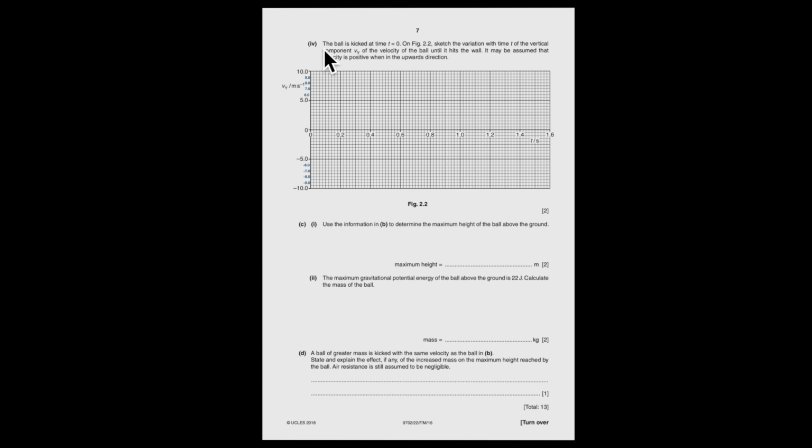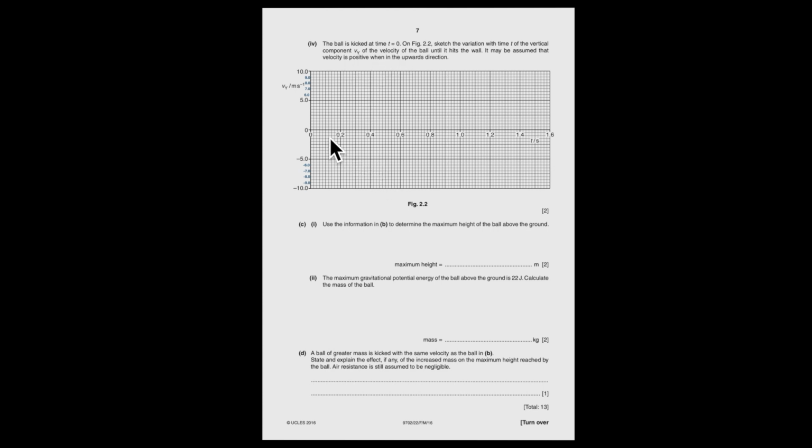Question IV. The ball is kicked at time t equals 0. On figure 2.2, sketch the variation with time t of the vertical component Py of the velocity of the ball until it hits the wall. Assume that the velocity is positive when it is in the upward direction. We have to draw the line in the graph for the vertical component of the velocity.